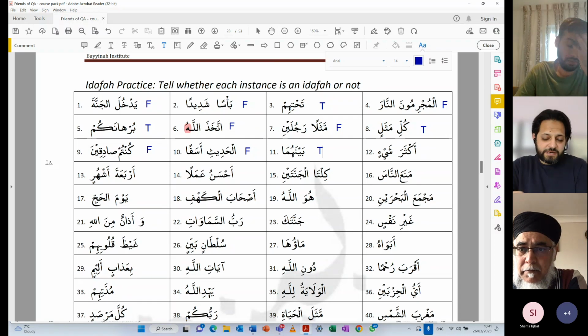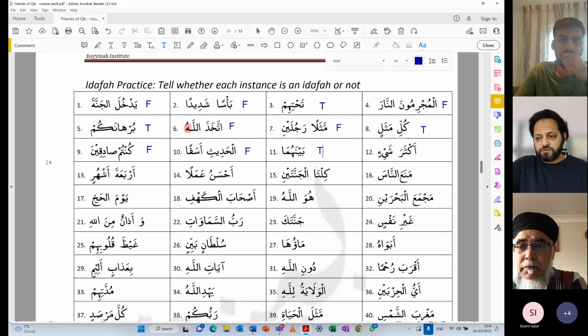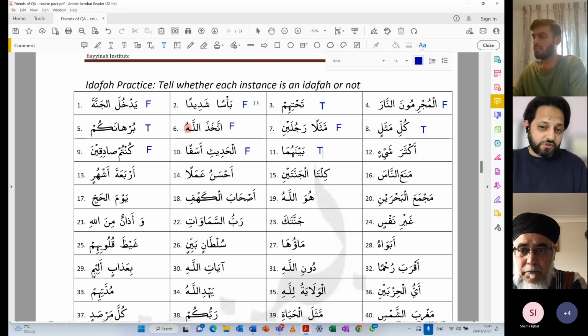This is between the special mudaf, because after all, special mudaf is a mudaf, and nothing stops us from attaching it to a pronoun, right? Because pronoun is after all an ism. So special mudafs can also attach to a pronoun. And number 3 was also the same. Tahtihim.